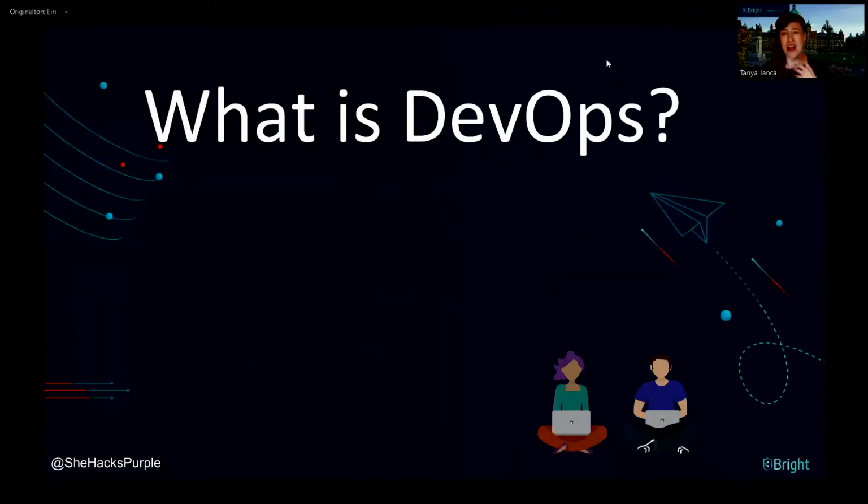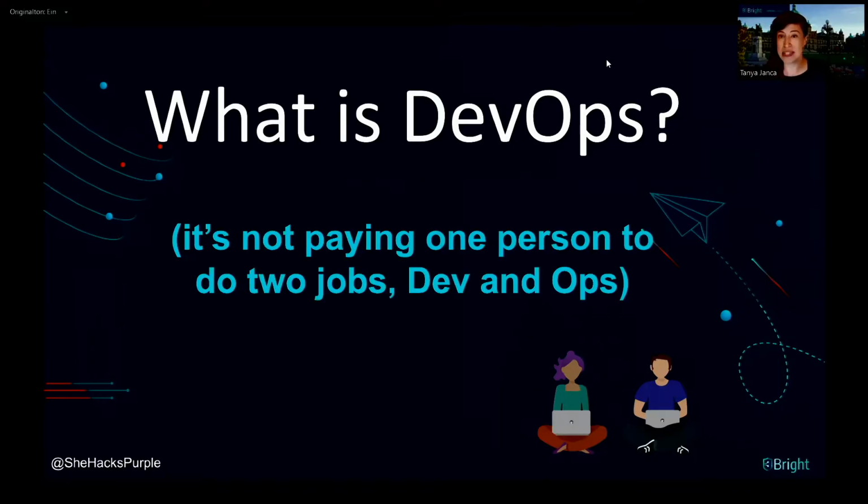And so what is DevOps? This is a very short and small summary. DevOps is, spoiler alert, not paying one person to do two jobs. That's not what it is. Basically, DevOps is a newer way to create software. It's a methodology and it's a culture. So you follow certain processes, people act and feel certain ways, and you often use certain tools to reinforce it. We're going to talk about it a bit more.